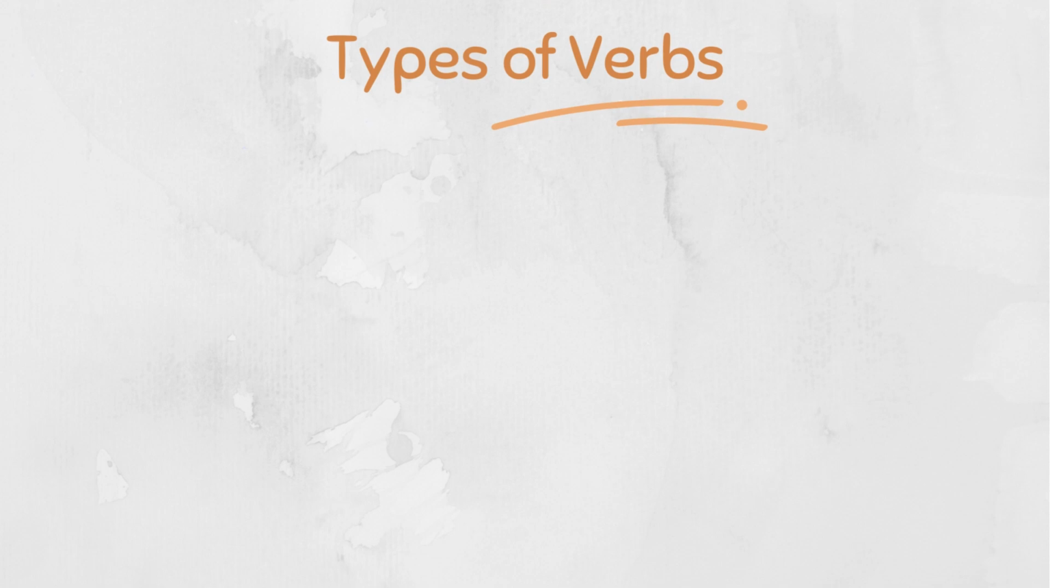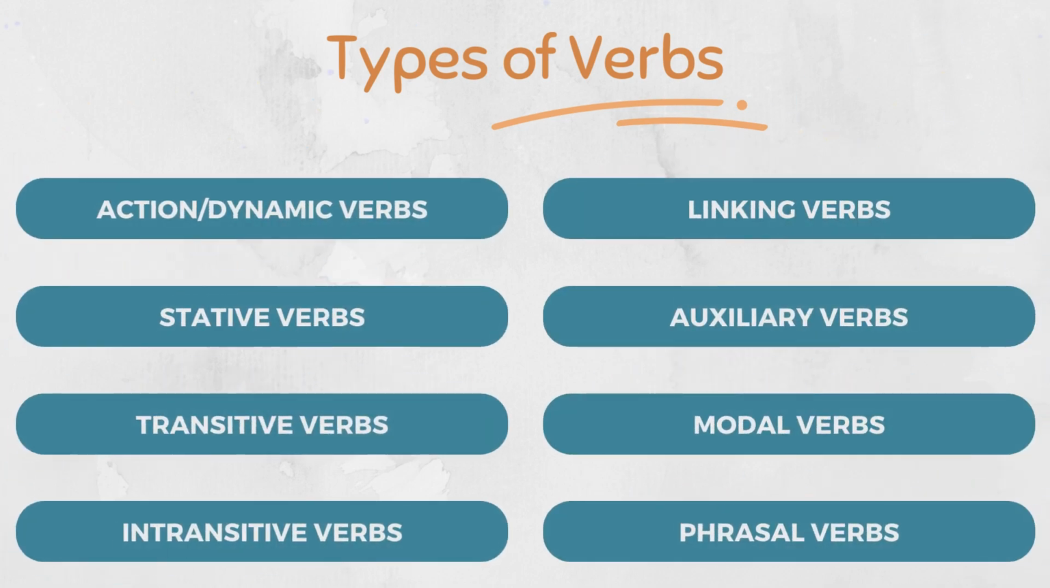In the vast universe of verbs, there are several types, each with its own unique properties. In this class, we will explore the main types of verbs and learn how to identify them. Here is a list of different types of verbs that we will be learning about in this lesson. Action or dynamic verbs, stative verbs, transitive verbs, intransitive verbs, linking verbs, helping verbs, modal verbs, and phrasal verbs.